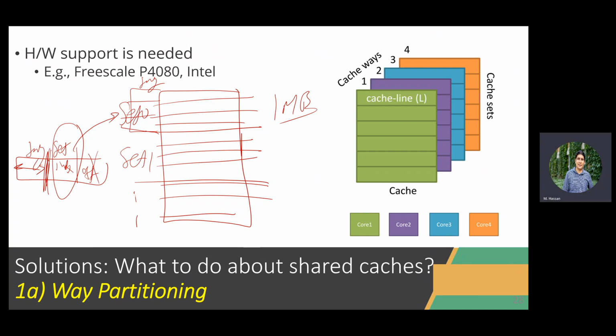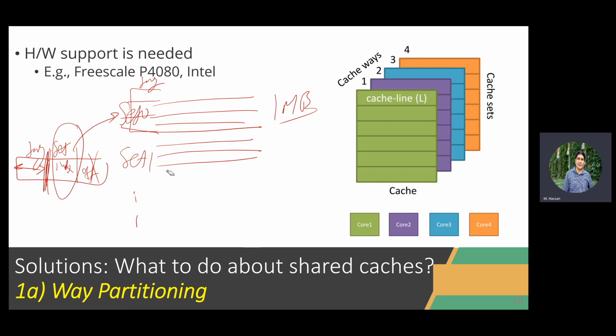Is that clear? What we're going to discuss right now will depend on this terminology. So if you have questions, ask. So the summary is caches are divided into sets. Within a set, we have a few lines that we call ways. Good? Question?